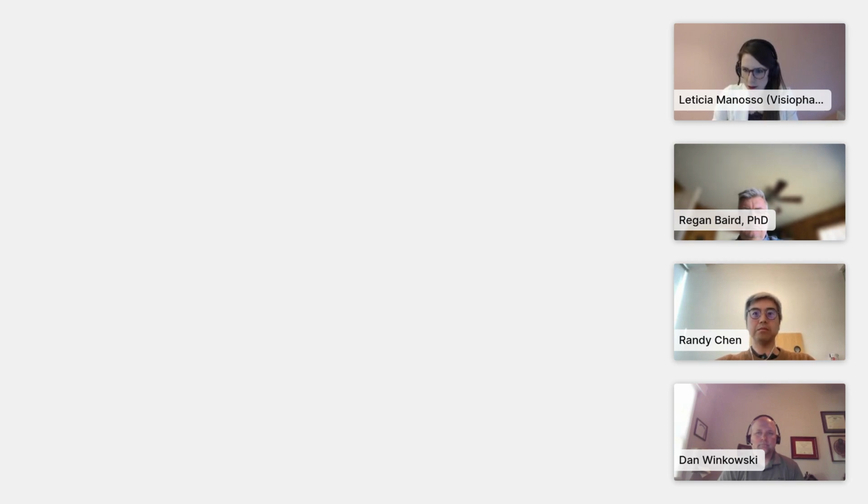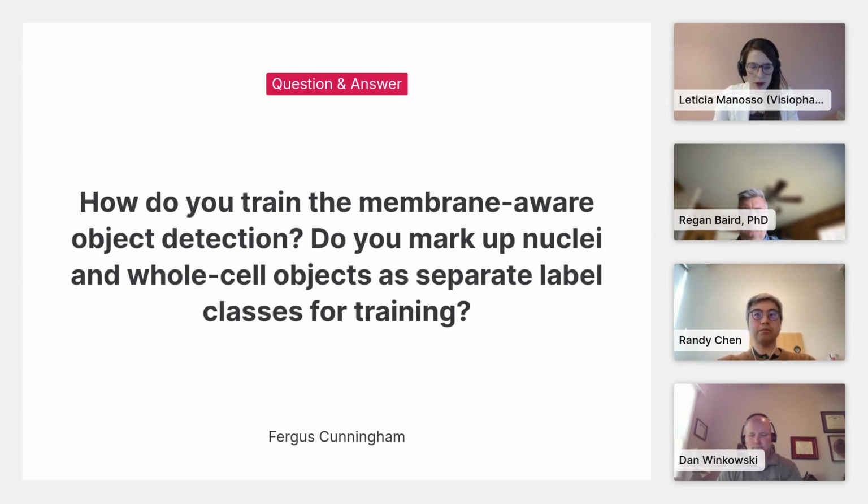Next one from Fergus. How do you train the membrane-aware object detection? Do you mark up nuclei and whole cell objects as separate label classes for training? Yes, that's exactly how we do it. So we can start with our pre-trained algorithm for finding nuclei, supplement those labeling methods with membrane labeling, and then push a train button.